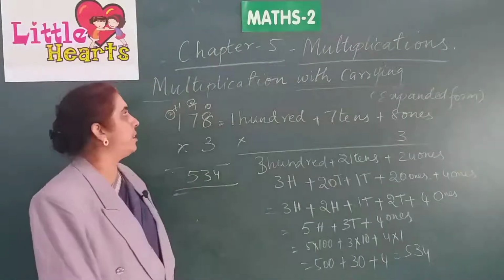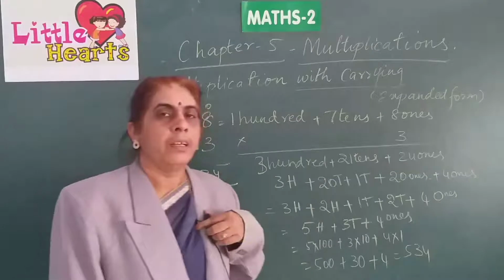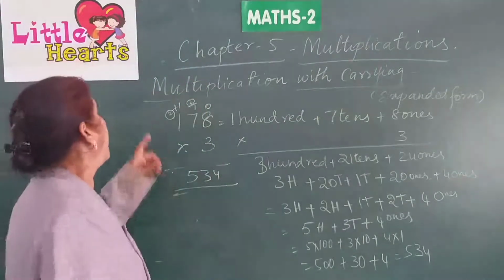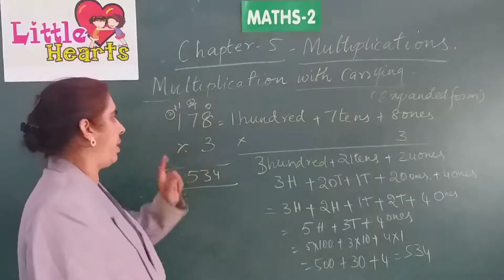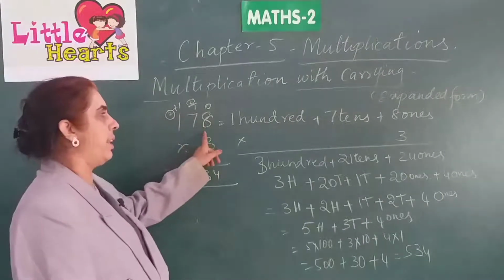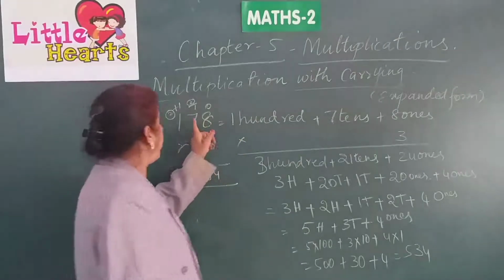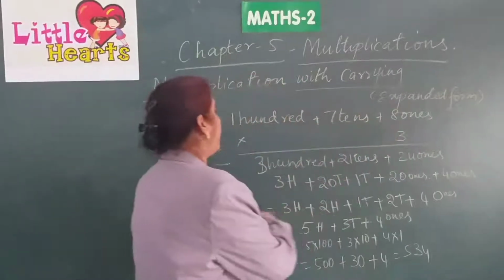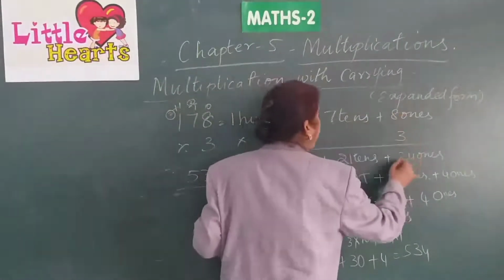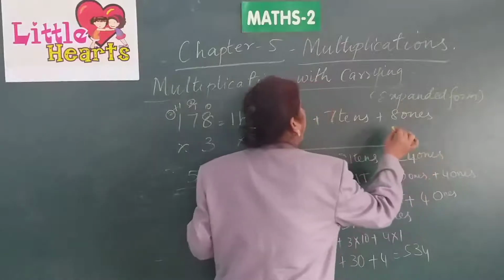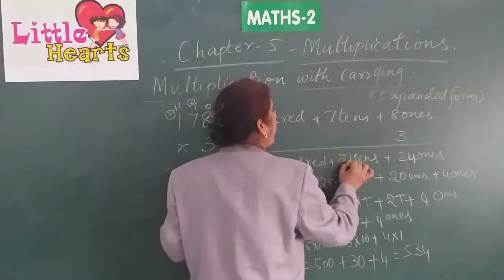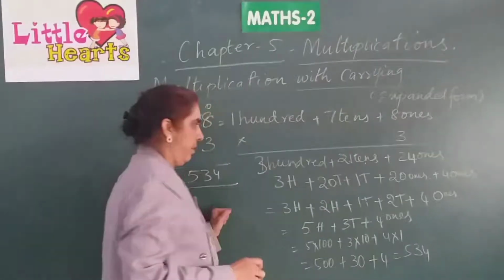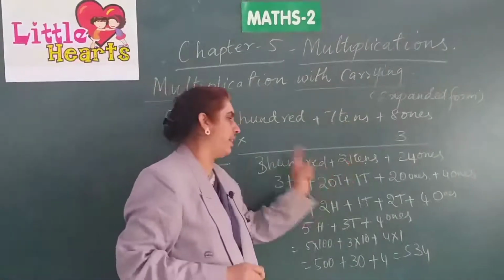Yes, children, this is multiplication with carrying in expanded form for a 3-digit number into a 1-digit number. 178 into 3. So expand 178: 100 plus 7 tens plus 8 ones, multiplied by 3. Now 3 8s are 24 ones and 3 7s are 21 tens, and 3 hundreds are 300.